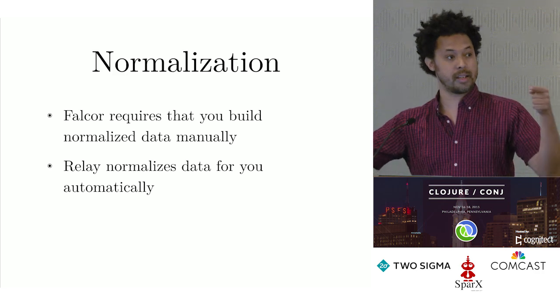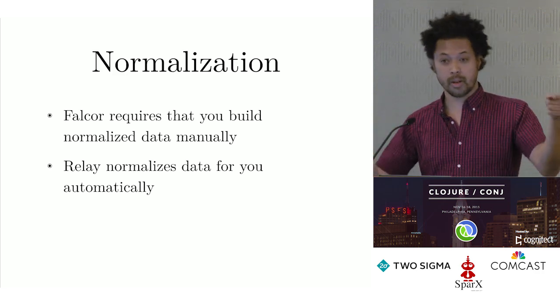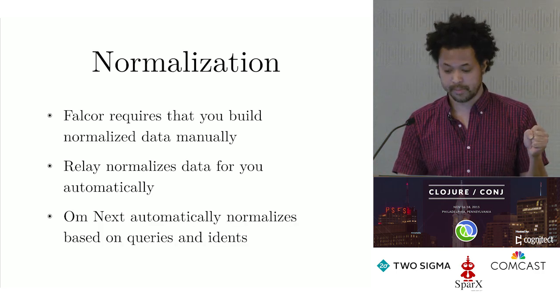And because they have the same identity, OhmNext can keep them in sync. So it has a dual purpose. It allows us to normalize the tree, but also allows us to keep things in sync. And it's automatic. You don't have to do anything.